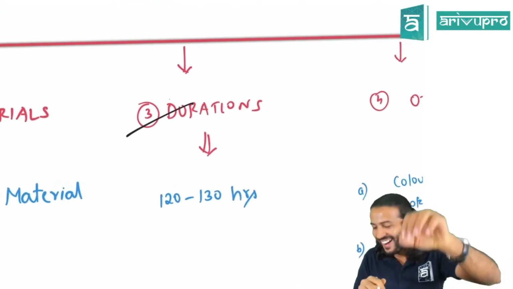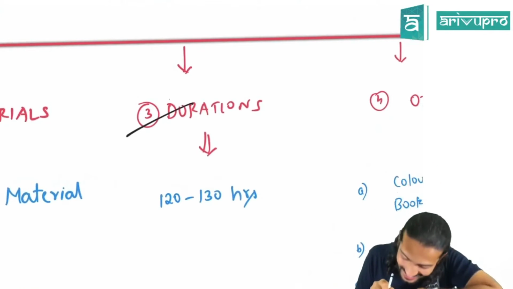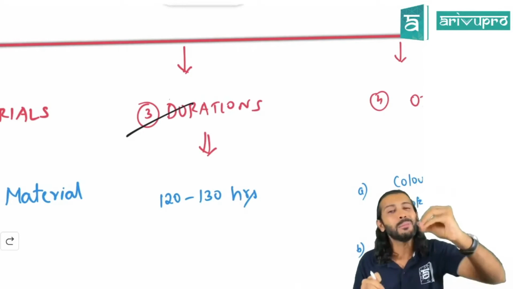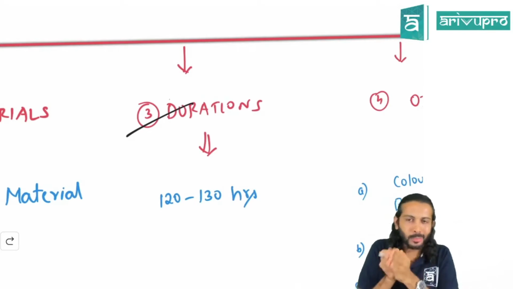Yeah. All right. So what is the duration of our classes? Our duration of our classes is 120 to 130 hours is what I'm estimating. It could be plus or minus here and there.